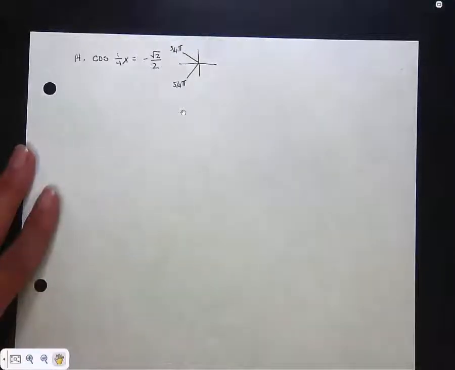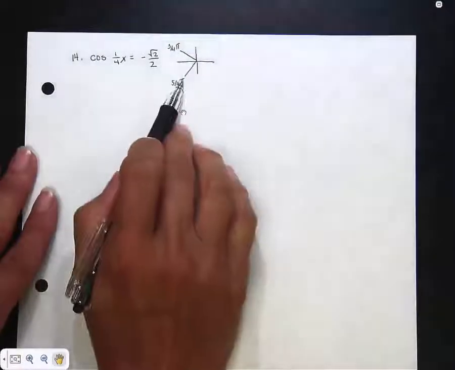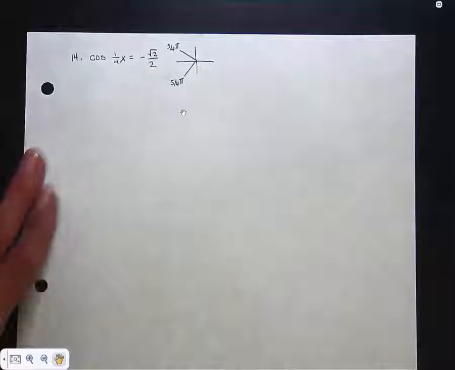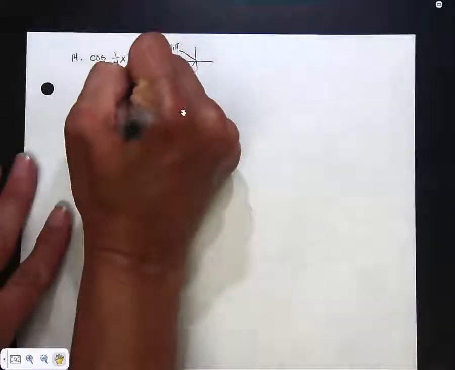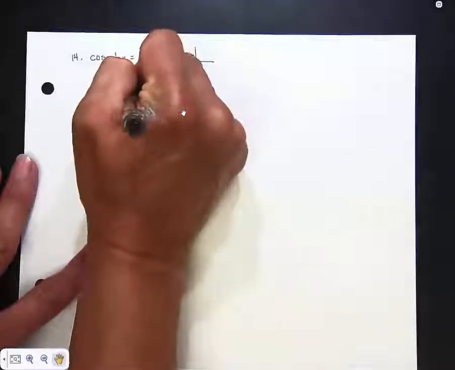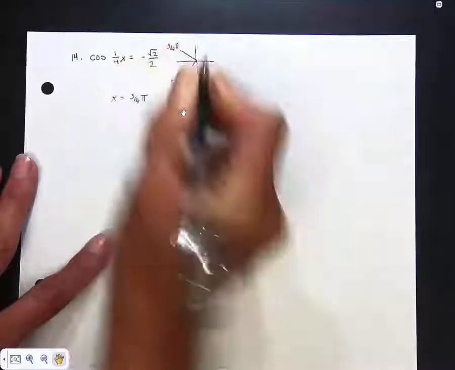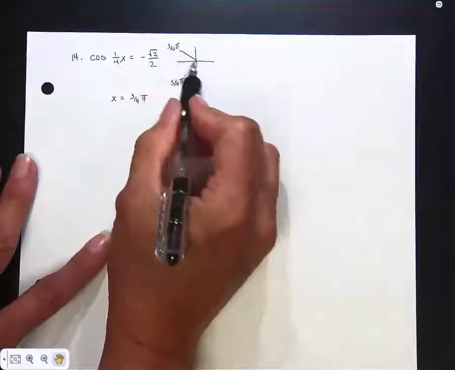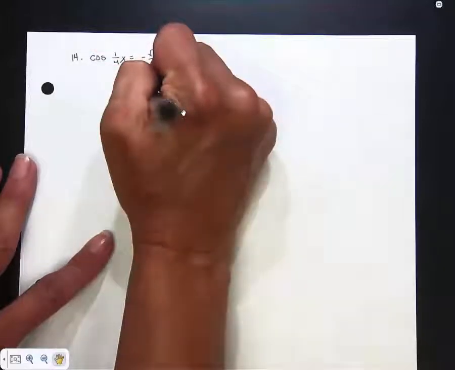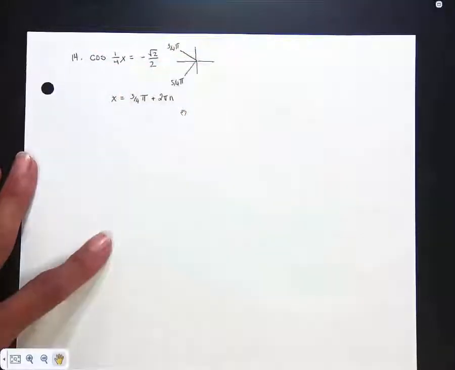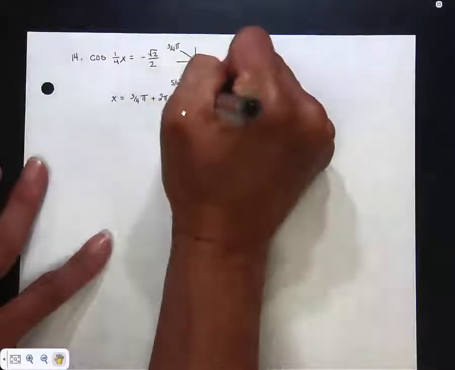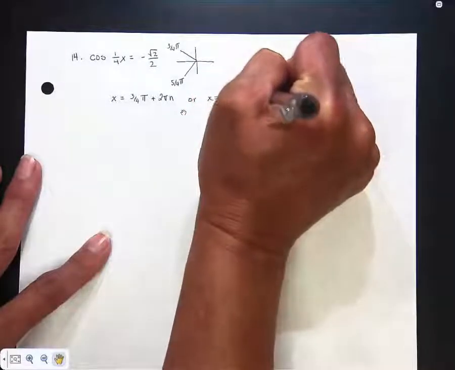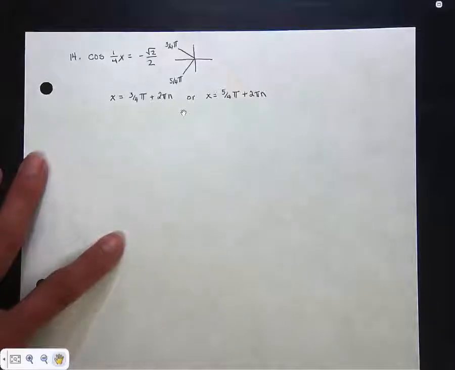So in one revolution of the unit circle, those are the only two angles where cosine is negative square root of 2/2. I'm tempted to say that x is 3/4 pi plus all of its coterminal angles. All the other angles that stop with its terminal side right there are multiples of 2 pi n, or x is 5/4 pi plus all of its coterminal angles.